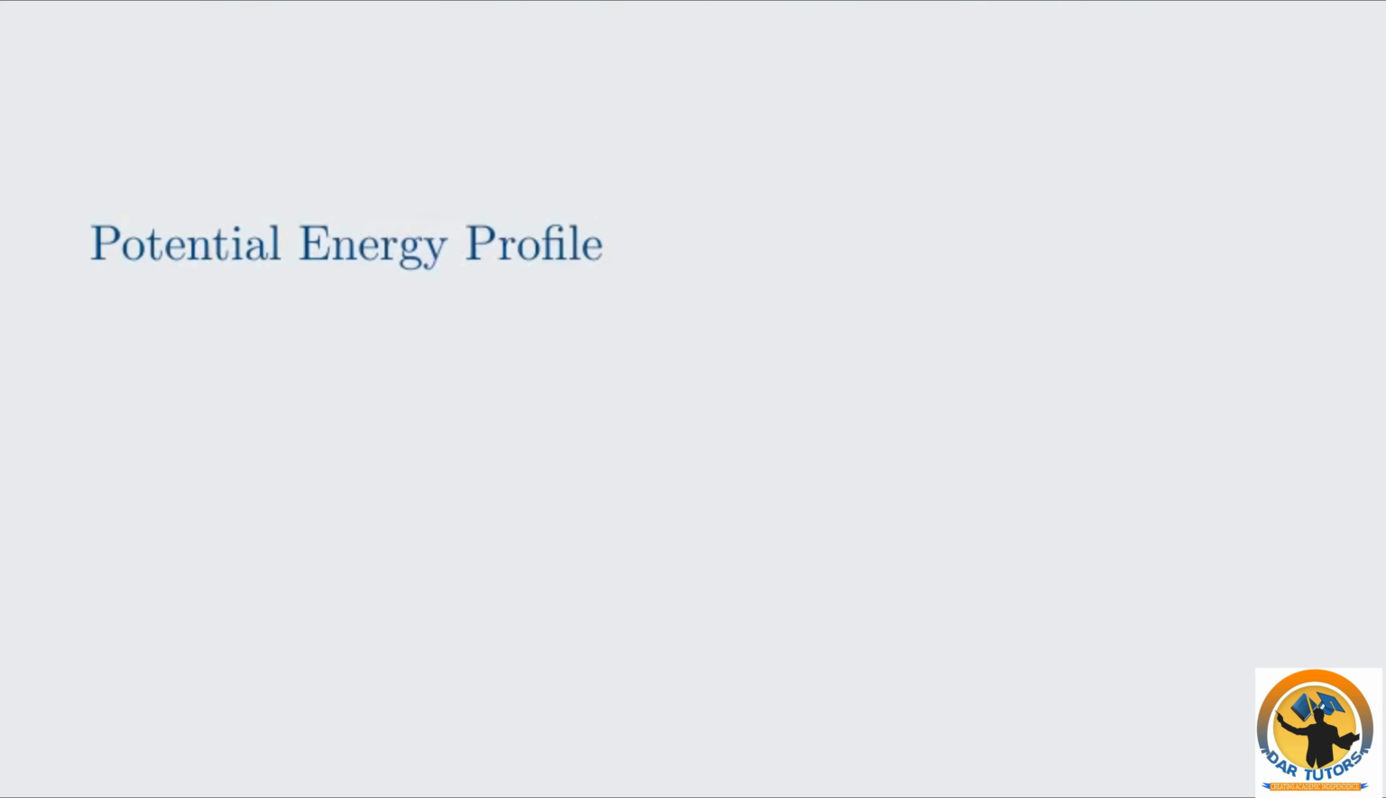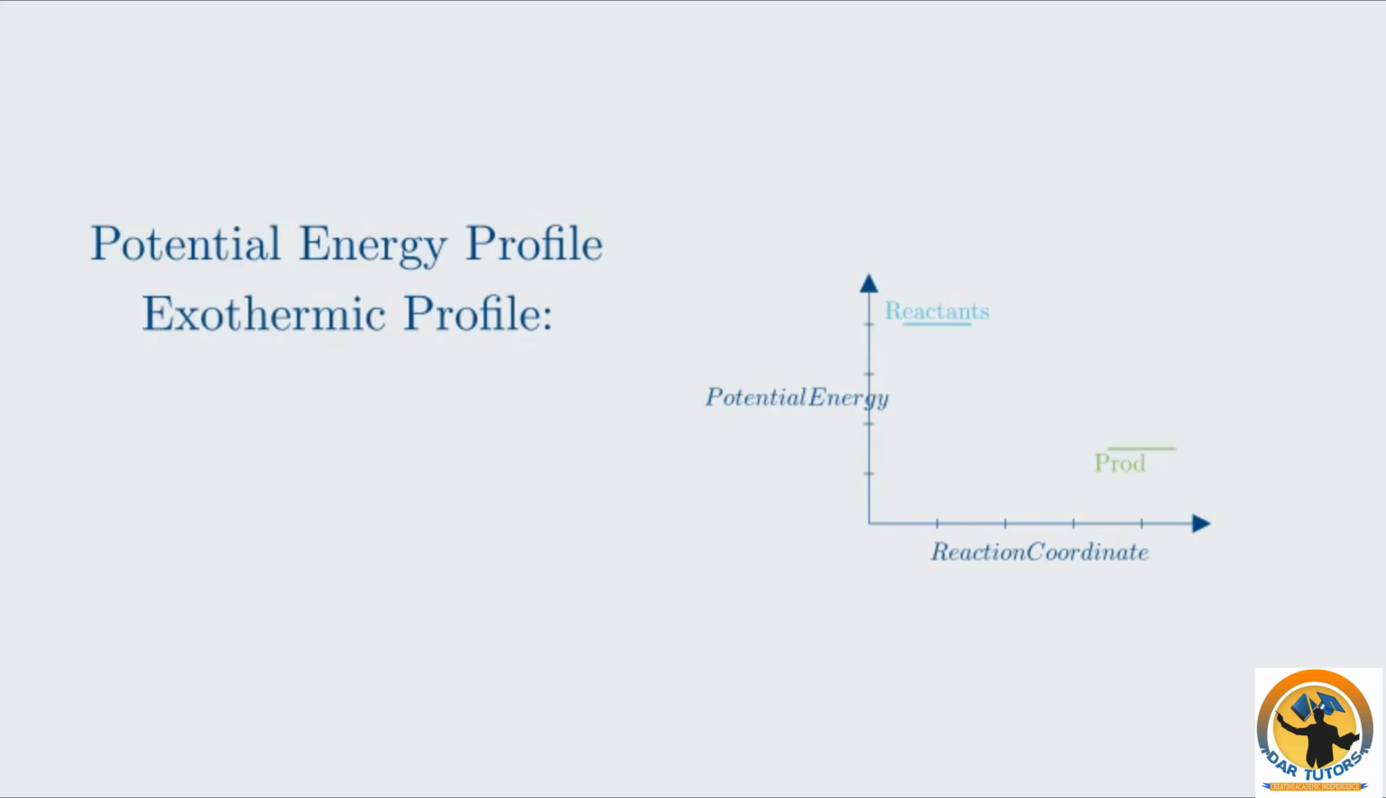We can visualize the energy changes in a reaction using a potential energy profile. A potential energy profile shows the potential energy of the chemical system on the y-axis and the reaction coordinate, or the progress of the reaction, on the x-axis. Here is the profile for an exothermic reaction.